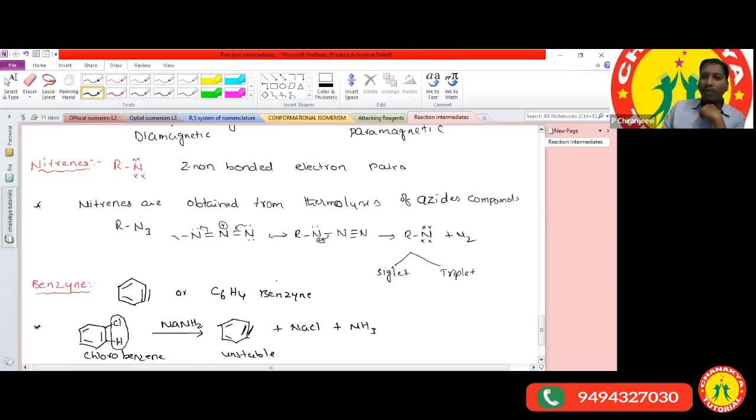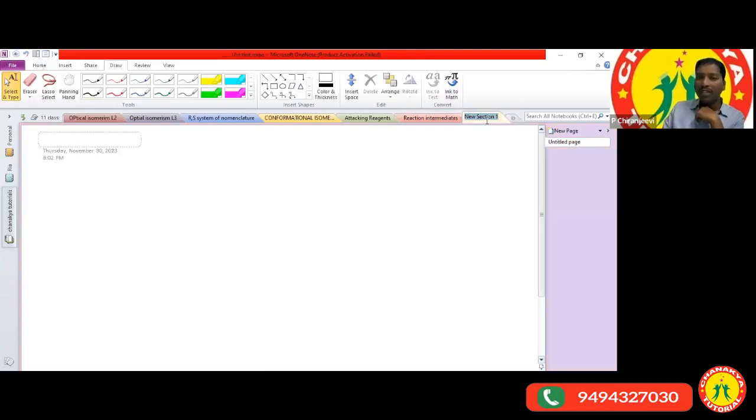Then we'll go for one more important concept. This was about reaction intermediates. Now the next new concept we are going to discuss is electron displacement reactions.